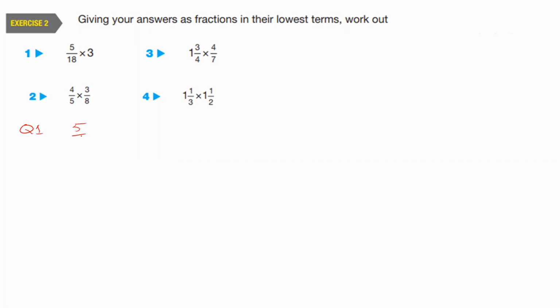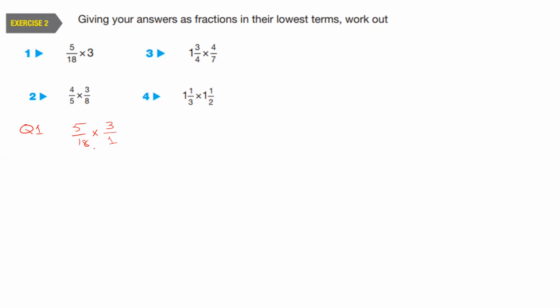5 upon 18 times 3. If we write 3 as you can see, there is nothing underneath it, it is a whole number. Then we know for sure that underneath in the denominator, it is carrying 1. So 5 upon 18 times 3 upon 1.